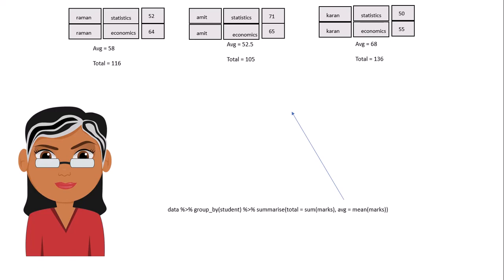You can also calculate manually, 52 plus 64, 116, like that. It calculates the marks for Amit also, and for Karan also. You can visualize it like that. I hope you understand how the group by function works.